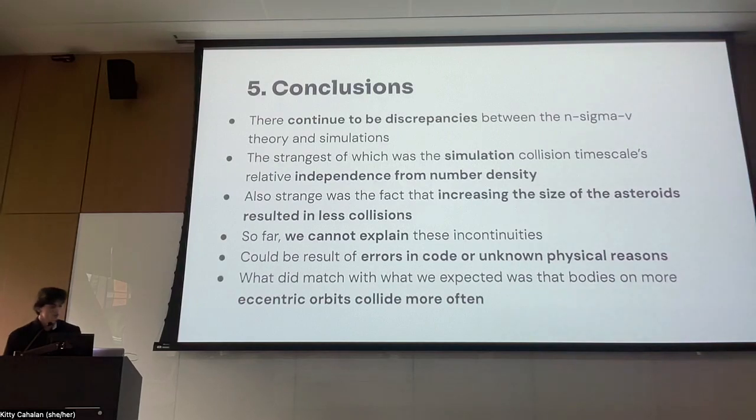So my conclusion is that there do continue to be discrepancies between the n sigma v formula and our theory and the simulations. The strangest of these was that the simulation collision time scale was almost independent of number density. Also strange was that as we increased the size of the asteroids, there were 0 collisions, which we still don't know the reason for. But what did match was that bodies with more eccentric orbits collide more often than those with lower eccentricity.